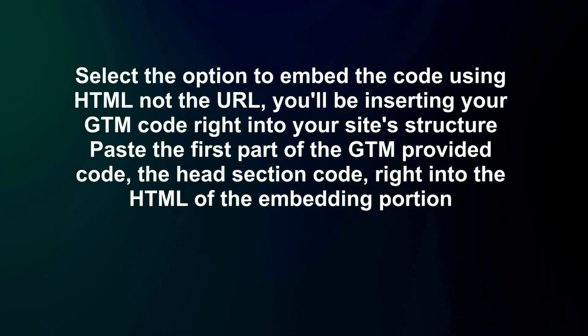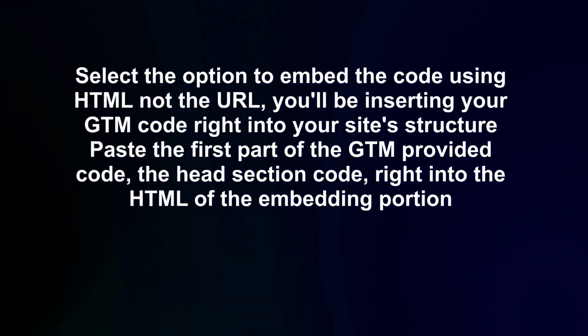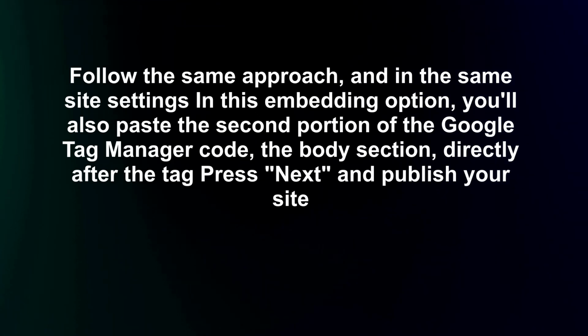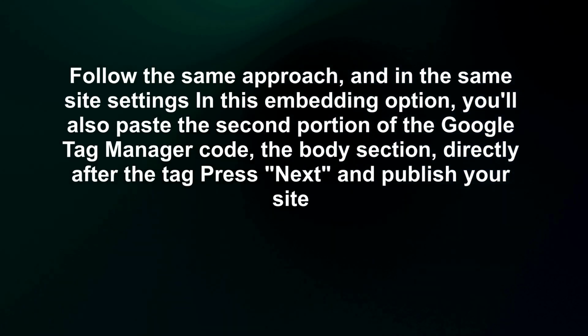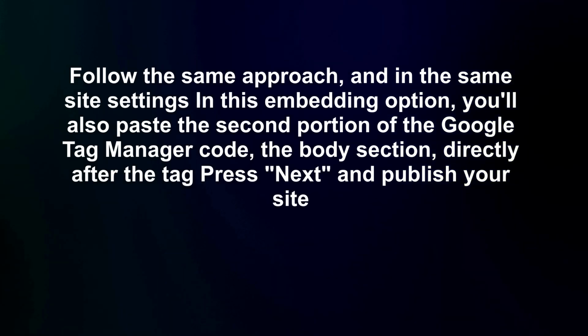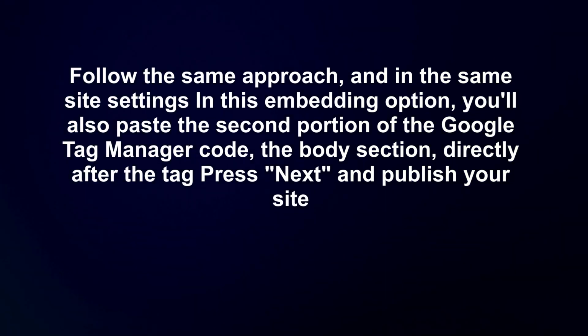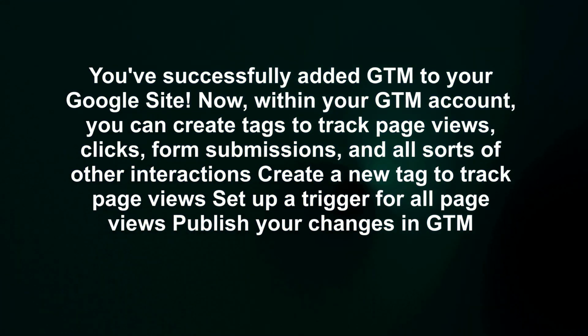Paste the first part of the GTM provided code, the head section code, right into the HTML of the embedding portion. Follow the same approach, and in the same site settings in this embedding option, you'll also paste the second portion of the Google Tag Manager code, the body section, directly after the body tag. Press next and publish your site. You've successfully added GTM to your Google site.